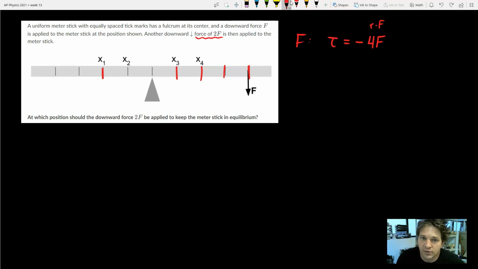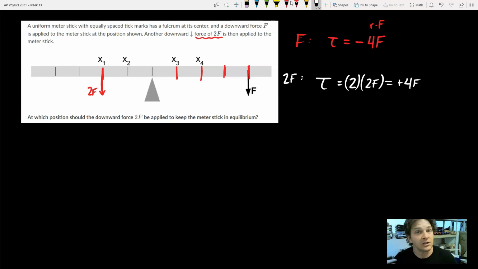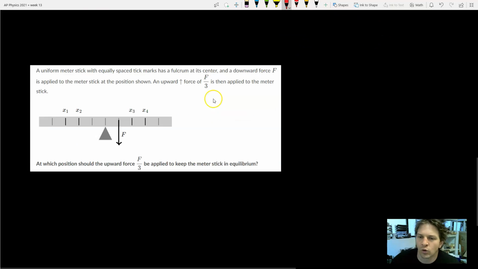And if I put it at position X1, that gives me a torque that is, so for the 2F force, that would be 2 tick marks away, 2 tick marks, and then a force of 2F. And that would give me positive 4F, and those would cancel each other out and give me equilibrium. It would give me a net torque of 0 when I add them together. So my answer for this one would be that it'd be at position X1. Okay, so let's take a look at one more.